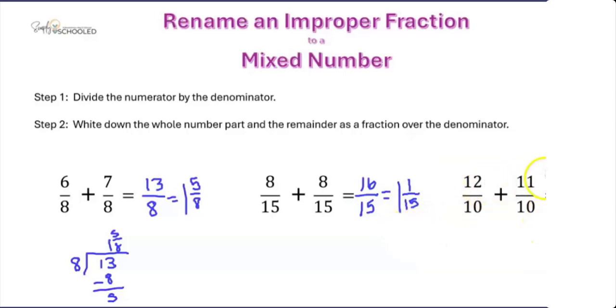And here's another one. You add the numerators. 12 plus 11 is 23/10. Now this one's getting into a little bit larger of a numerator, and when we go to divide this, we know that 10 goes into 23 two times. 2 times 10 is 20. We subtract and we get 3. So the answer is 2 3/10. So many times the denominator will go into the numerator more than one time.